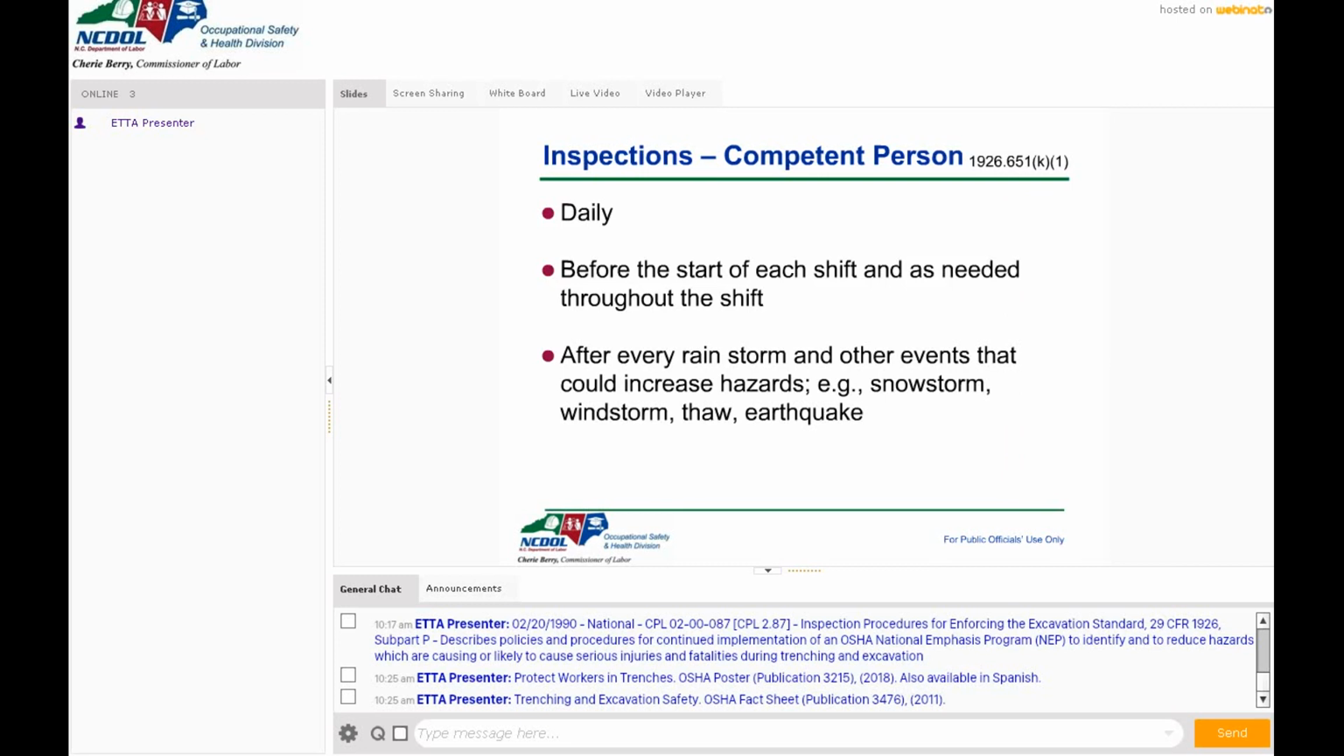Now, inspections are required, as I mentioned earlier. There's nothing in the standards that says you have to document it, but we are going to ask when the last time you inspected it was. You're required to do it each day prior to each shift that's starting to work. And if there's rain, snow, hurricane, anything taking place, you're going to have to re-inspect it.